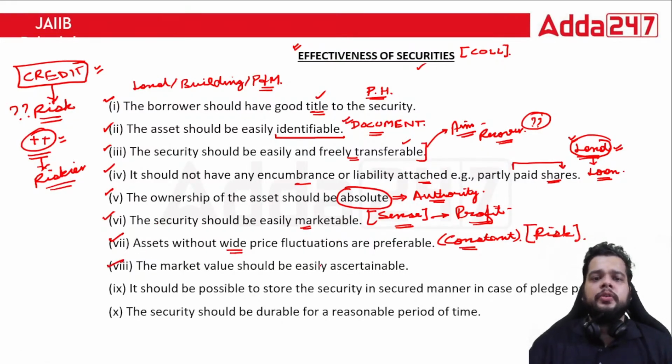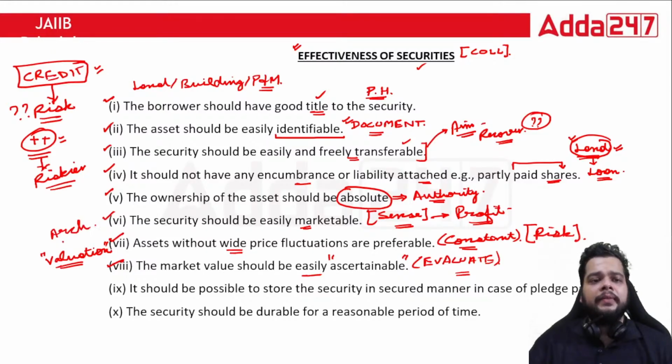The market value should be easily ascertainable. So you should be able to evaluate the actual value of that land. The valuation report in case of a housing loan will act as one of the benchmarks for the bankers. Plus you can consult an alternate architect also, who will prepare the valuation report for you, and you should be certain that yes, this particular patch of land has a marketable value like this.